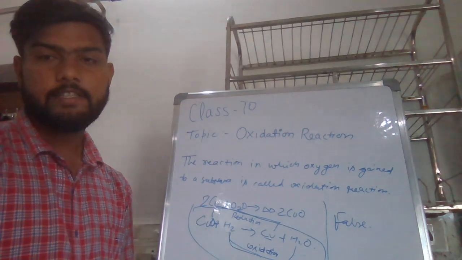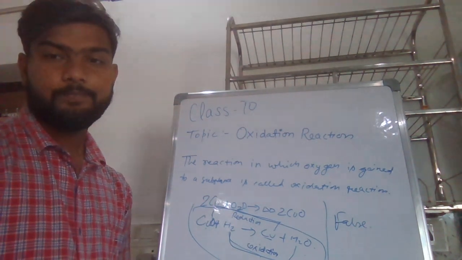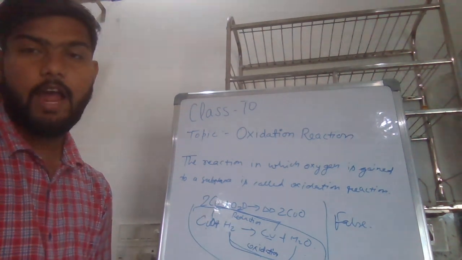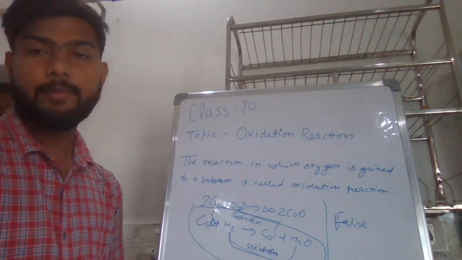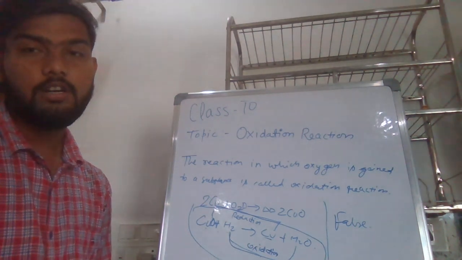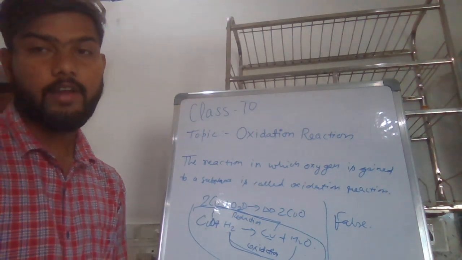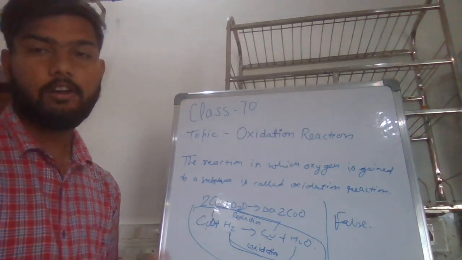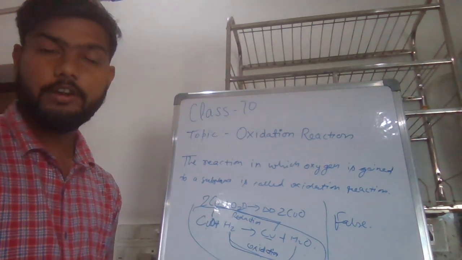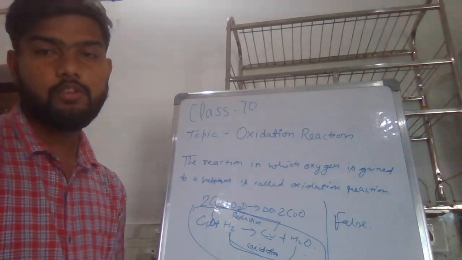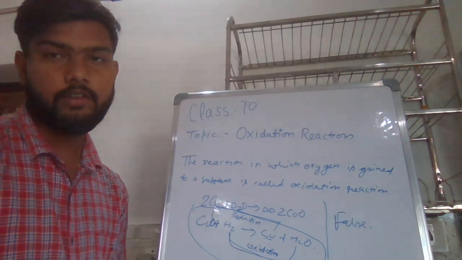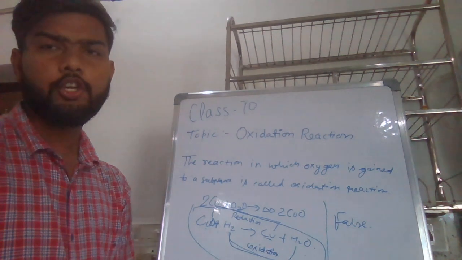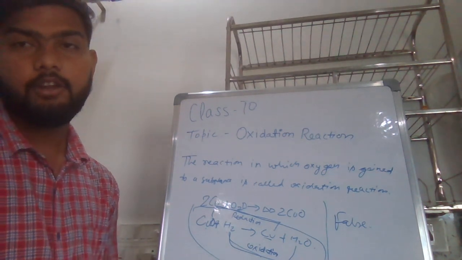During this reaction the copper oxide is losing oxygen and is being reduced, and the hydrogen is gaining oxygen and is being oxidized. In other words, one reactant gets oxidized while the other gets reduced during a reaction. Such reactions are called oxidation reduction reactions or redox reactions. I hope you are clear with the definition of redox reaction.